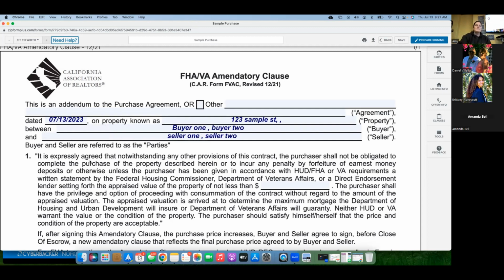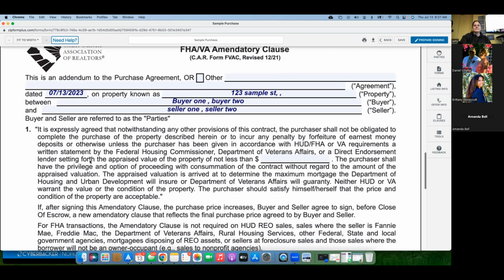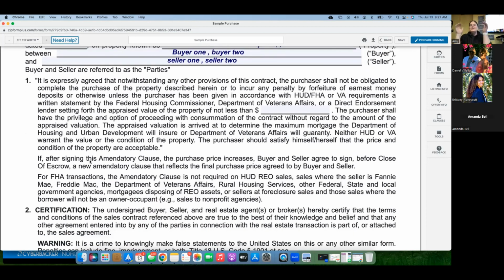Buyer and seller are referred to as parties. Okay. Now keep in mind this form is required. It's a requirement for VA and FHA deals. Okay, there's no way around it. You have to include this.